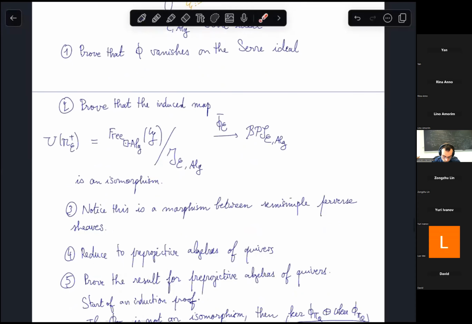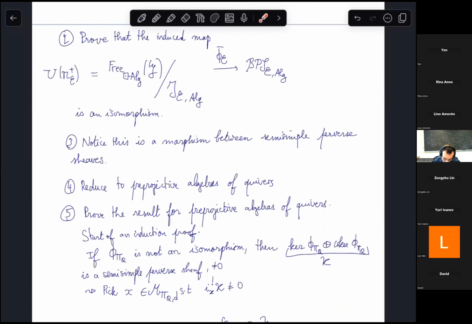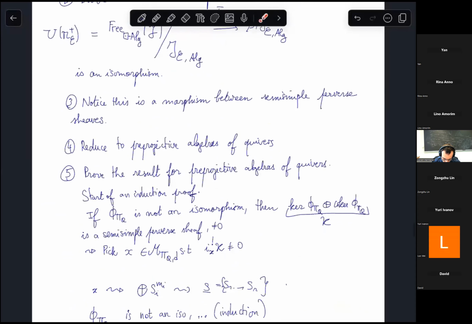So it's a morphism between semi-simple perverse sheaves. If you want to see that it's an isomorphism, you can look at the kernel and the cokernel, and you want to prove that both vanish. And for this, you can reduce to pre-projective algebras of quivers. I didn't say why, but you can do it. And then what you need to do is to prove the result for pre-projective algebras of quivers, which you do by induction.